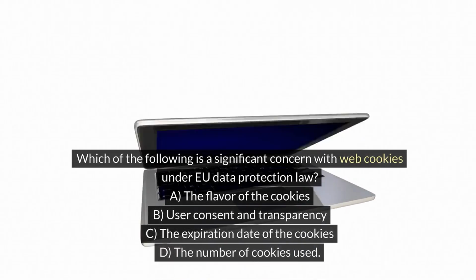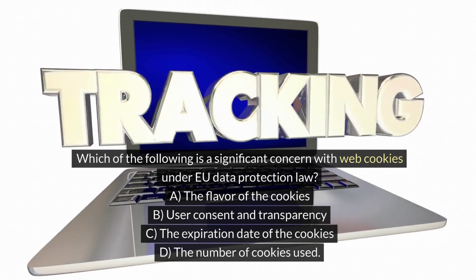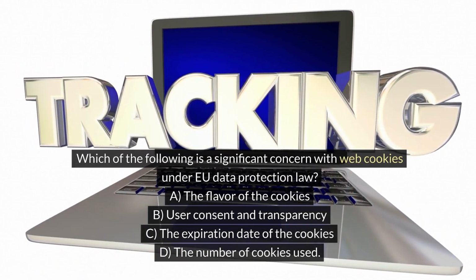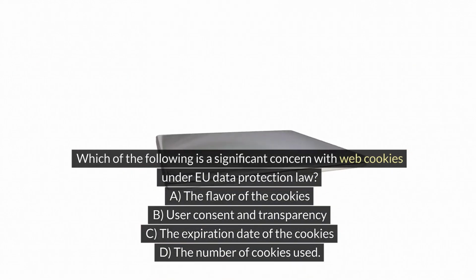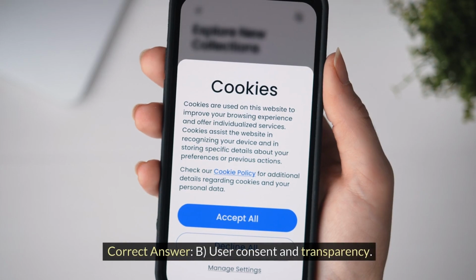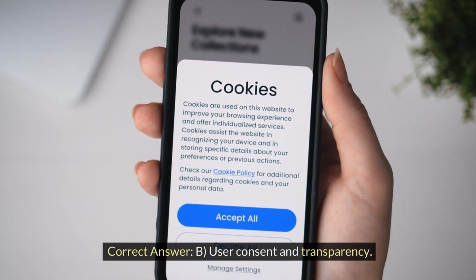Which of the following is a significant concern with web cookies under EU data protection law? A. The flavor of the cookies. B. User consent and transparency. C. The expiration date of the cookies. D. The number of cookies used. Correct answer: B. User consent and transparency.